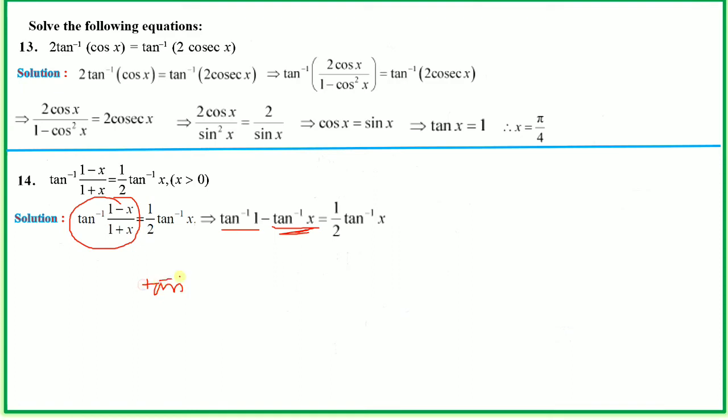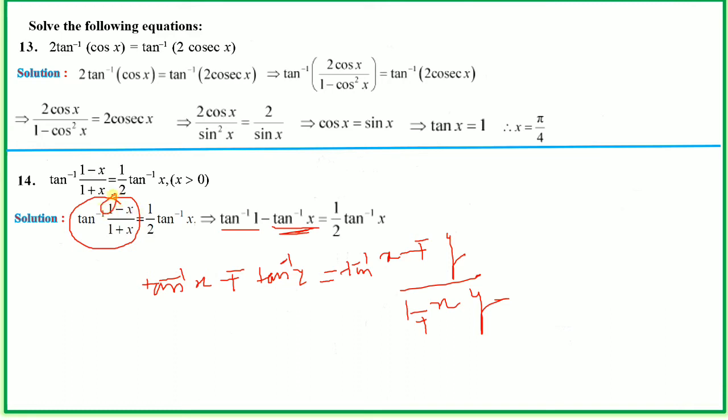This formula, tan inverse x plus tan inverse y is equal to tan inverse x plus y upon 1 minus xy. Here if it is plus, then plus; otherwise if it is minus, then here it will be minus, and here should be plus. So in our case it is minus, so we'll take this tan inverse x minus y.